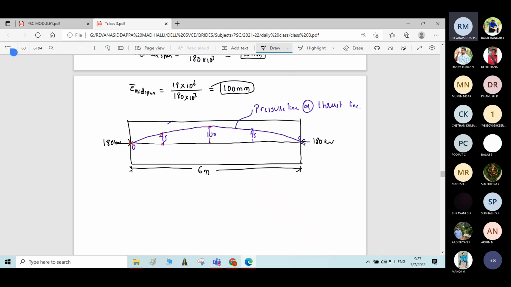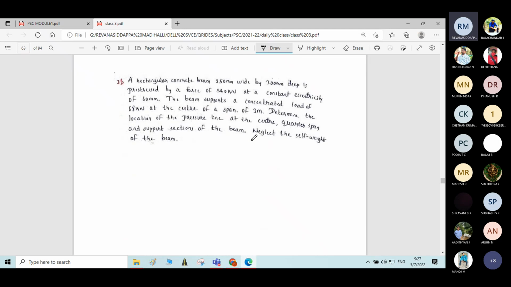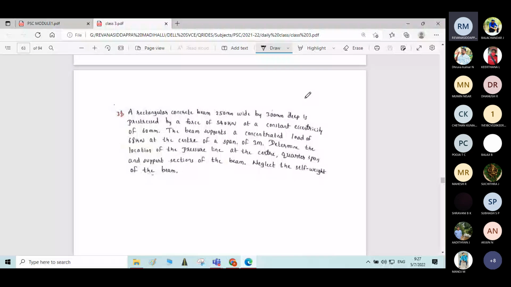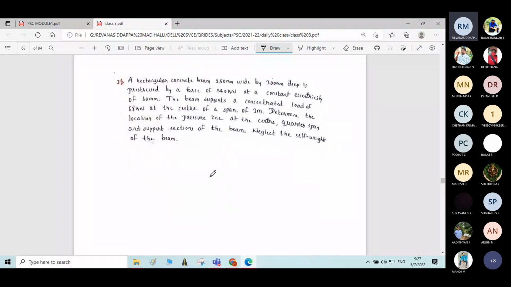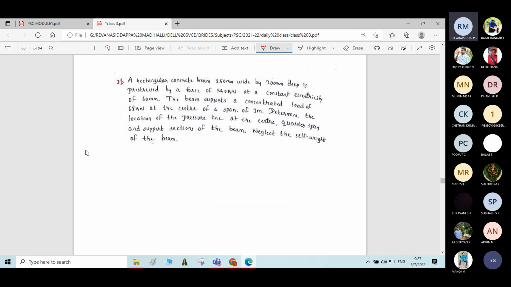Okay. So with this, we will move on to the next problem. Problem number 3. Yes. Problem number 3. Please write the problem, all of you. Meanwhile, I'll write the diagram.